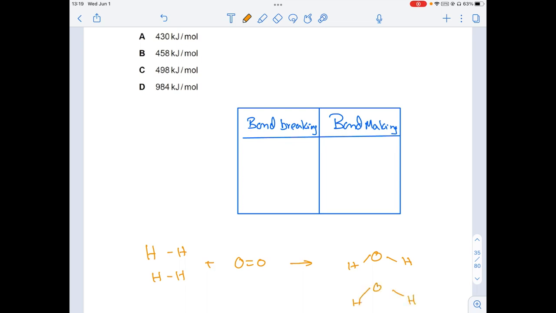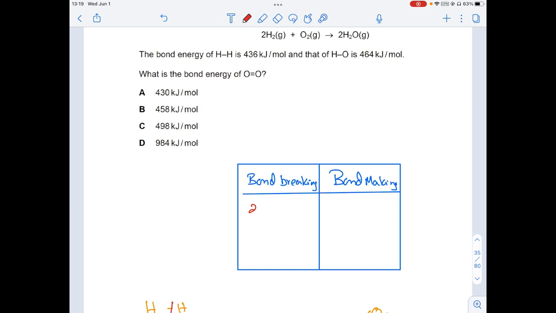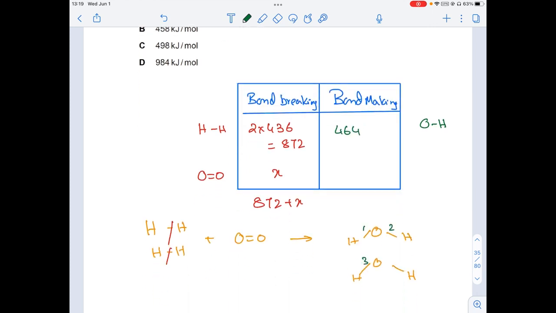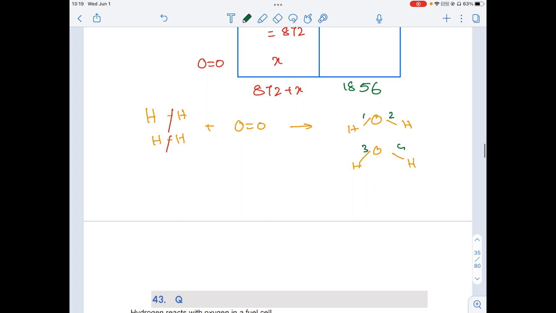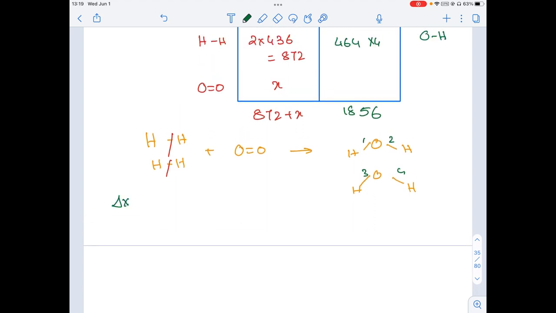We are breaking two hydrogen molecules, two H-H bonds, so 2 times 436, which is nothing but 872. And for oxygen, O double bond O, we don't know, we have to calculate it. So totally it will become 872 plus X. Now coming to bond making, O single bond H is 464, given, but how many such bonds are there? We can see that 1, 2, 3, 4 are there. So times 4, which is 1856.